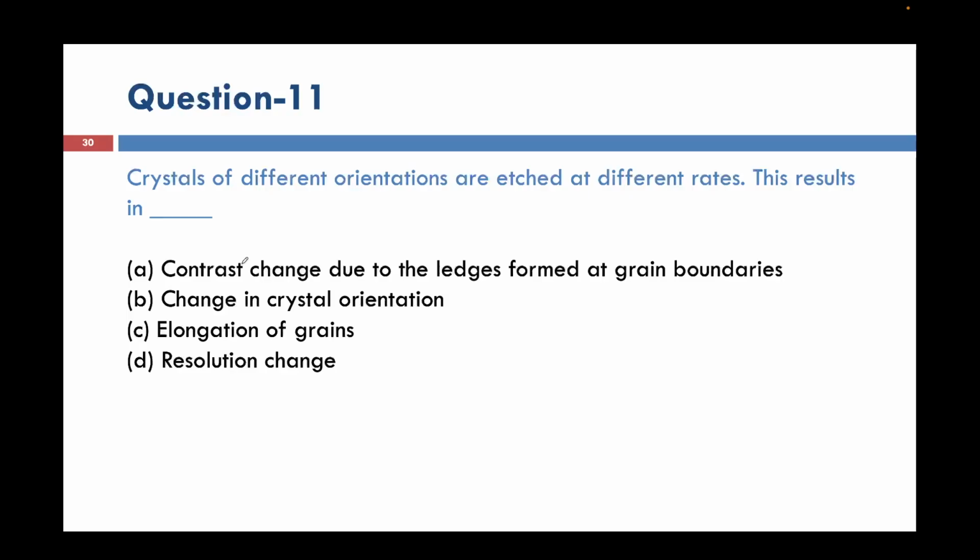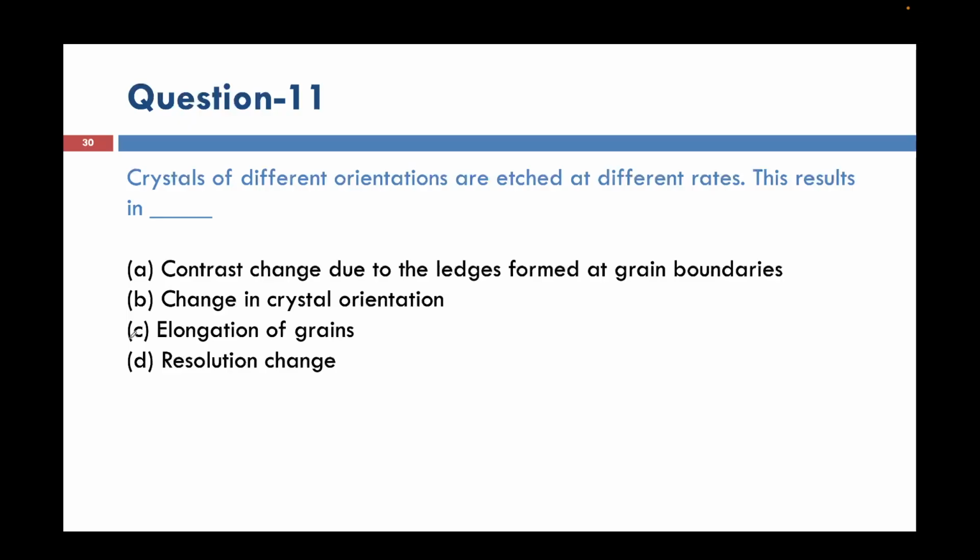So this is the process where we see change in crystal orientation. The B answer is not correct, because etching does not change the crystal orientation. It just reveals the microstructure. Then elongation of grains, no, elongation of grains happens through a different process.